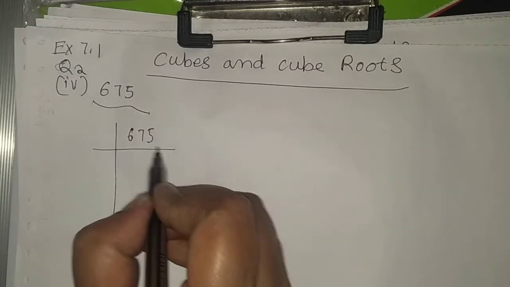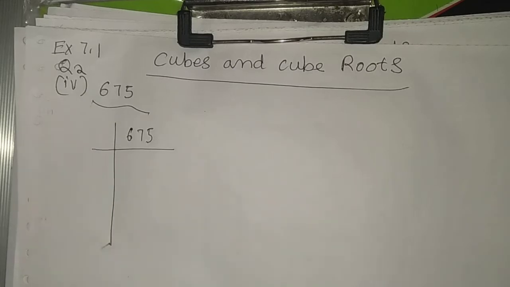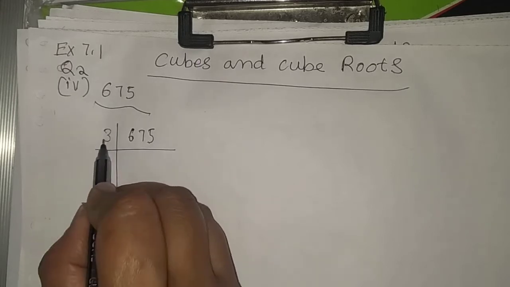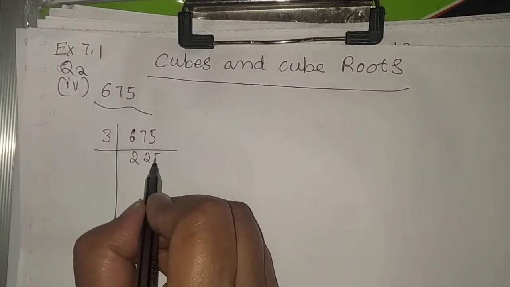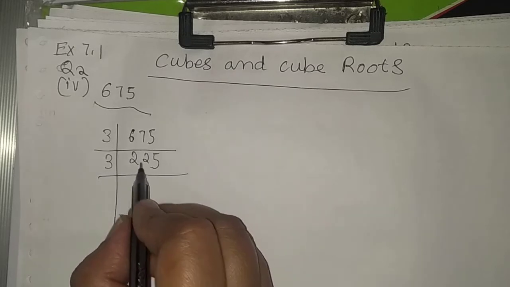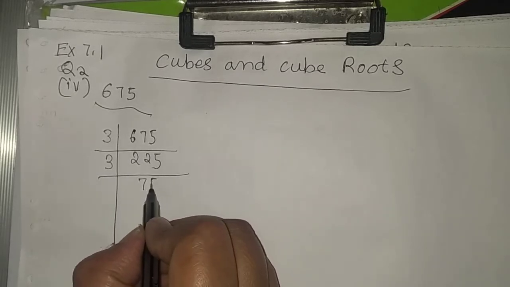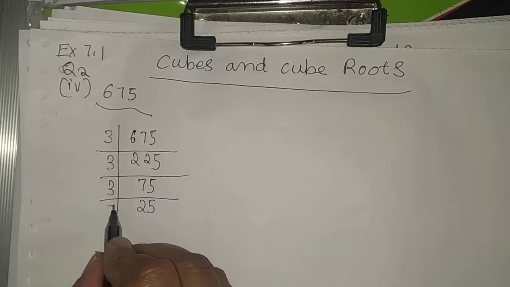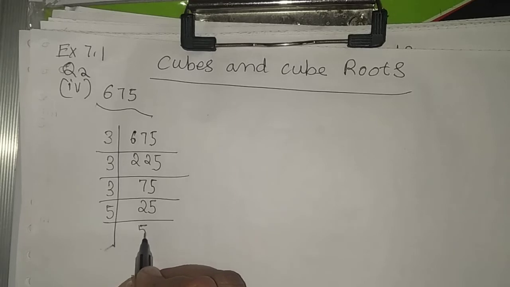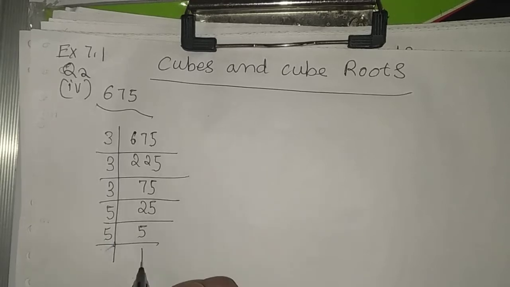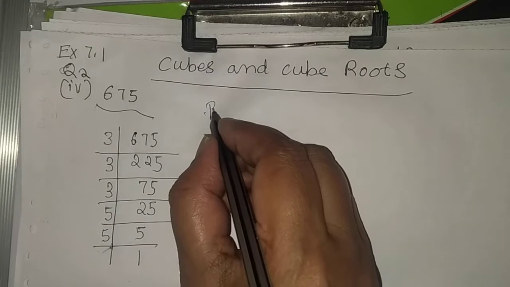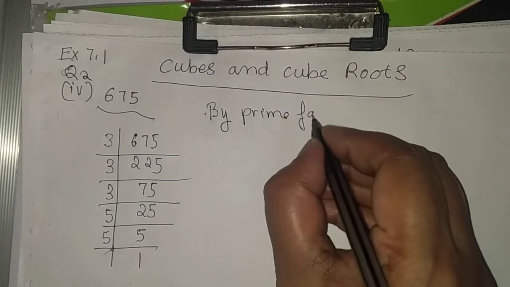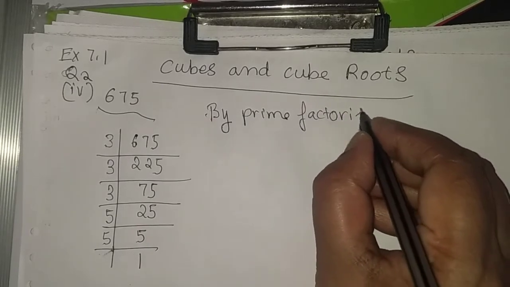We prime factorize. The first step is to prime factorize the given number to find out the perfect cube. So 3, then 675 divided by 3 is 225, then 75, then 3 25s are 75, then we take 5, then 5 5s are 25, then 5, 1. So this is the prime factorization.